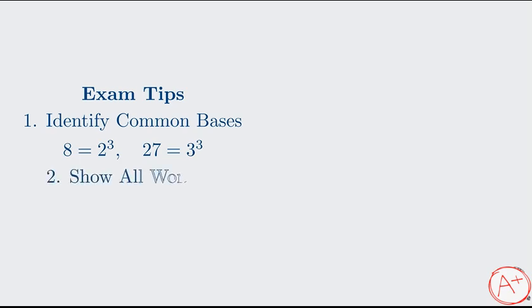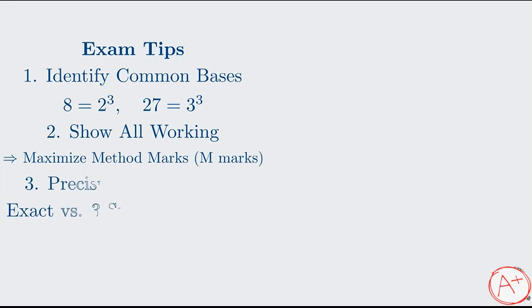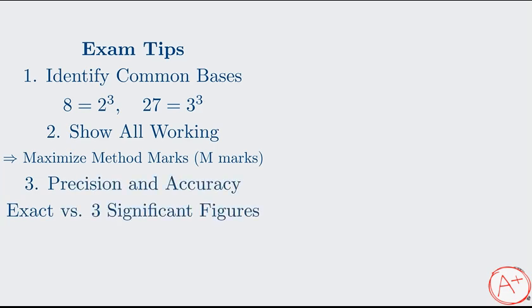Show every step of your working. In Paper 1, the IB uses a method mark system. Even if your final answer is wrong due to a silly calculation error, you can still earn most of the marks if you have clearly shown the correct use of an exponent or logarithm law. Finally, pay attention to the exact value versus rounding. If a question asks for an exact value, leave your answer as a fraction or in log form. If it doesn't specify, round to exactly 3 significant figures.